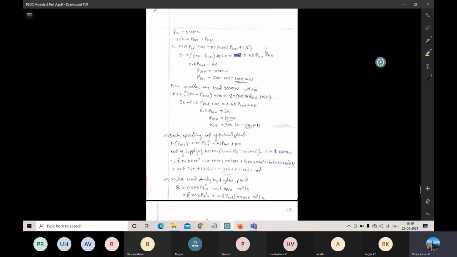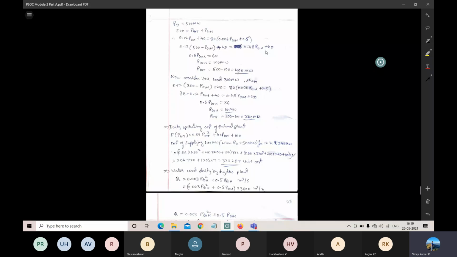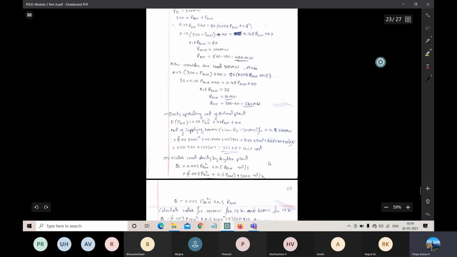So this 500 and 300 are total demand, but in that total demand we generated 400 megawatt by using thermal and 240 megawatt by using thermal. So just substitute it here. So after calculation you will get 3,25,267 units. So just after the class, go through the problem once again and solve on your own. Then you will get an idea about the numerical.